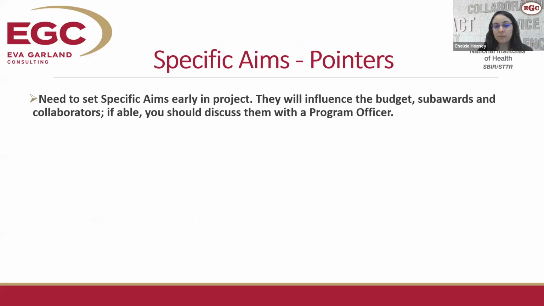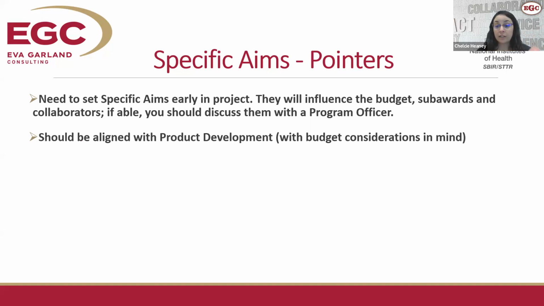You should really set your specific aims early as they outline your scope of work, and again, will influence your budget, how much you can allocate to a sub-award if you're going to have a sub-award, and how much you might allocate to consultants or other collaborators. And we always recommend, if possible, you should discuss your specific aims very early on with a program officer to make sure that they're in line with the institute's priorities or funding priorities for this SBIR mechanism.